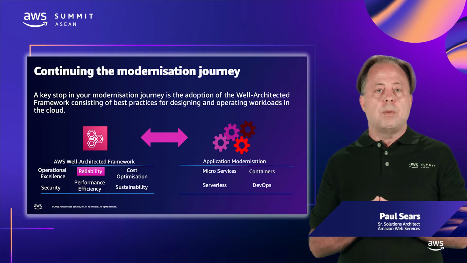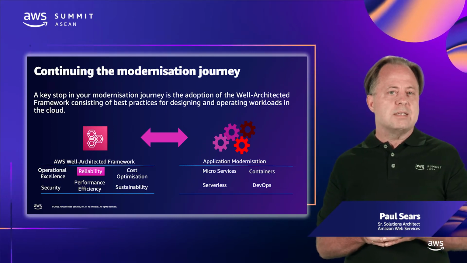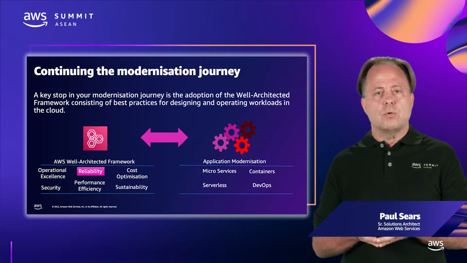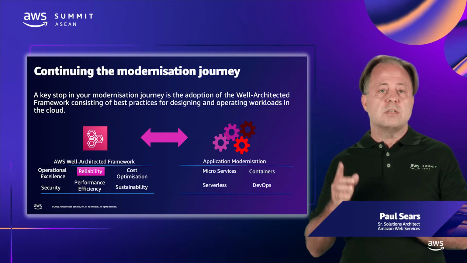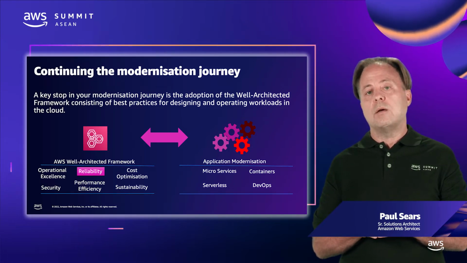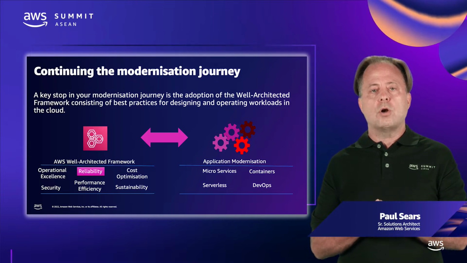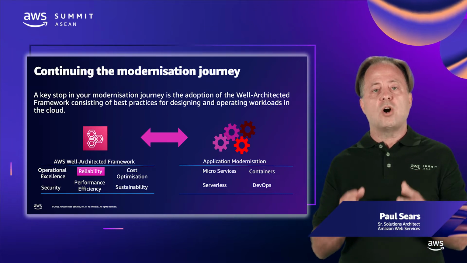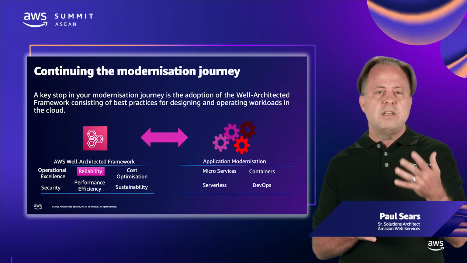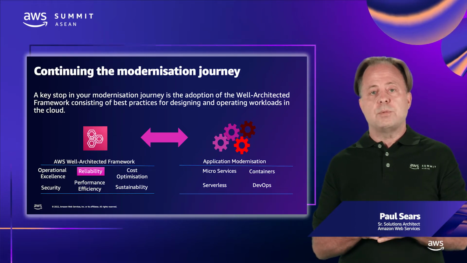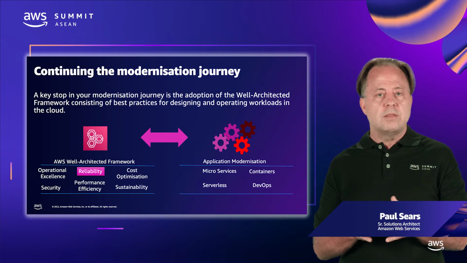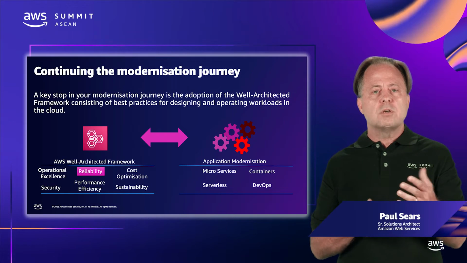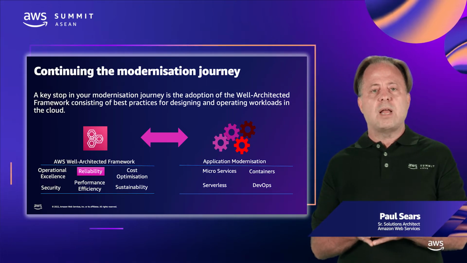A key stop along the modernization journey is the adoption of best practices in designing and operating workloads in the cloud. The AWS Well-Architected Framework helps you understand the pros and cons of decisions you make while building systems in AWS. By using the framework, you will learn architectural best practices for designing and operating reliable, secure, efficient, and cost-effective systems in the cloud. These best practices have been distilled from years of experience operating extremely large-scale workloads in the cloud. AWS Well-Architected has 6 pillars, but the focus of this session is resilient workloads under the reliability pillar.